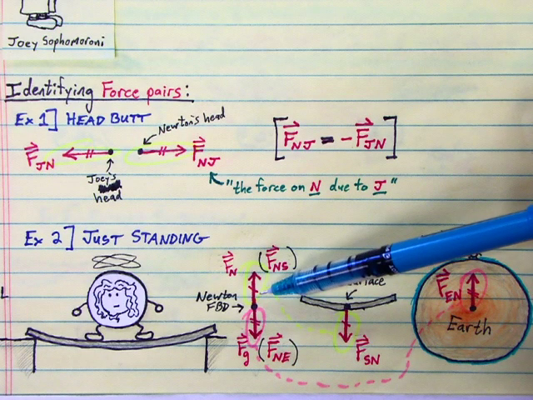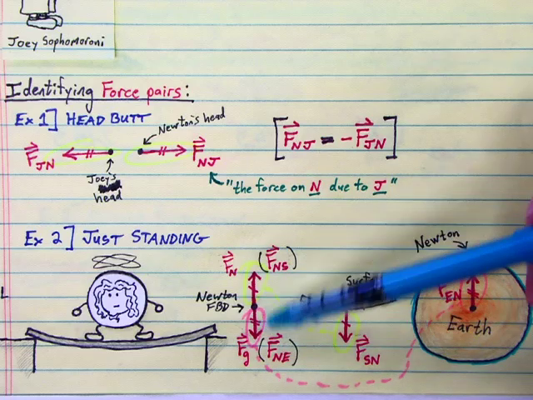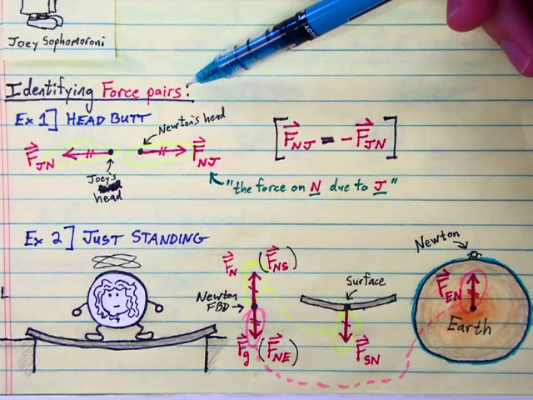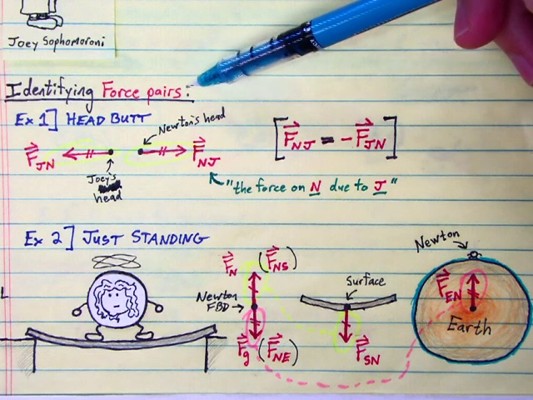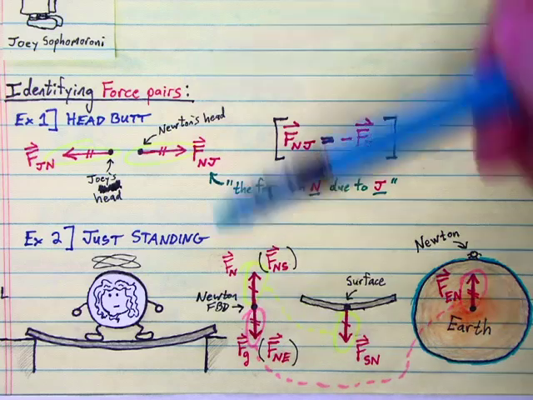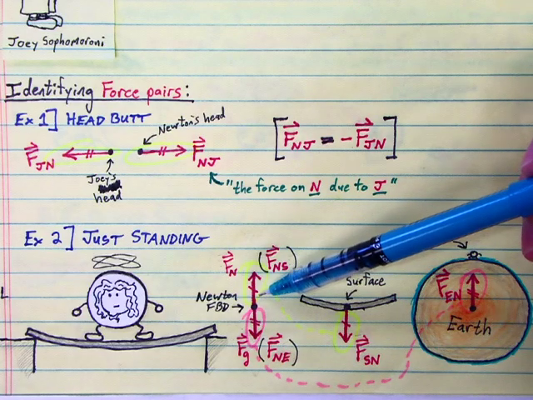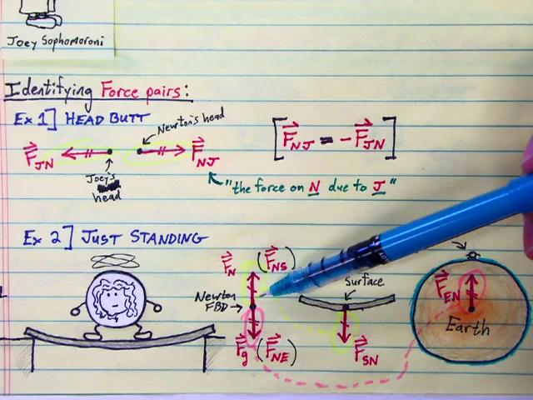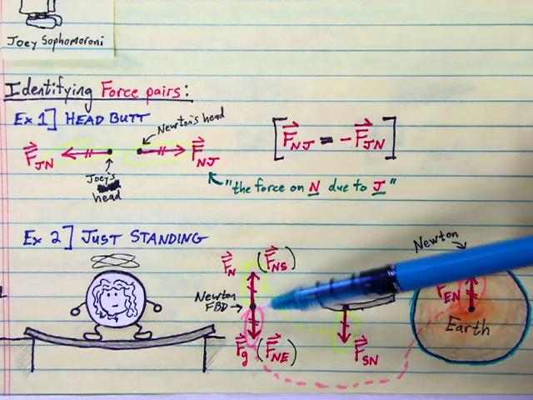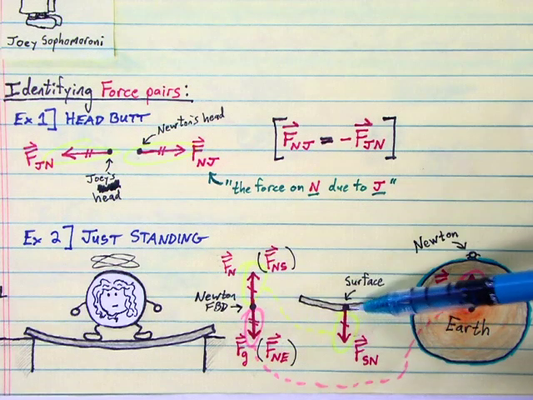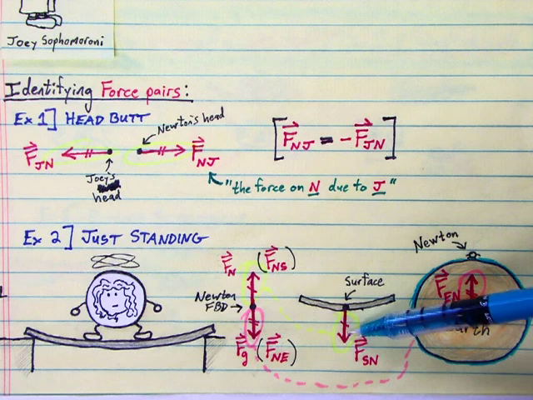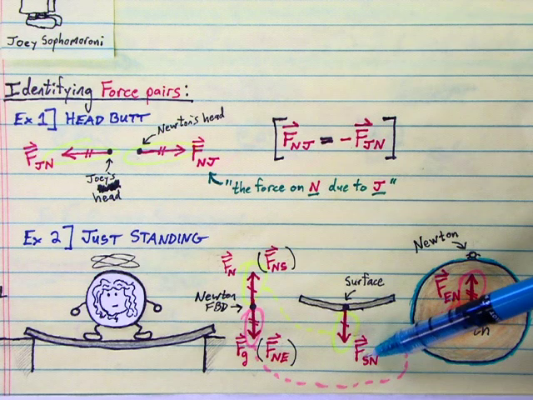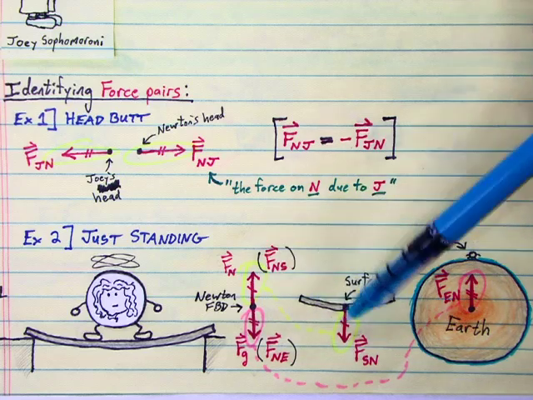Now, these two forces are equal in magnitude and opposite in direction while Newton's here in static equilibrium, but they do not represent a Newton's third law force pair. Let's be very clear. The two forces in an N3L force pair have to act on two different objects. So if we want to find the other object involved in this interaction, we look at the surface. It's the surface that's pushing upward on Newton. Therefore, Newton is also pushing downward on the surface. That's why the beam is sagging here. So the force on Newton due to the surface is equal and opposite to the force on the surface due to Newton. That is a Newton's third law force pair.